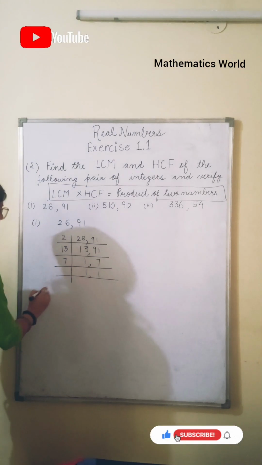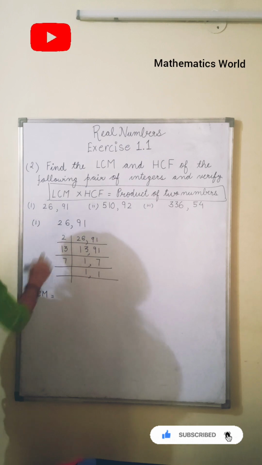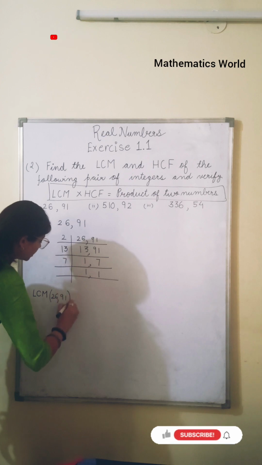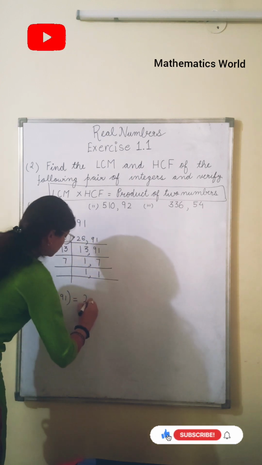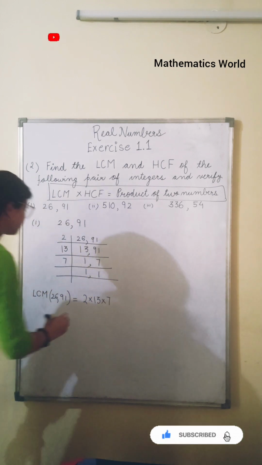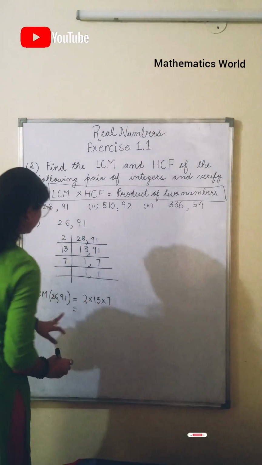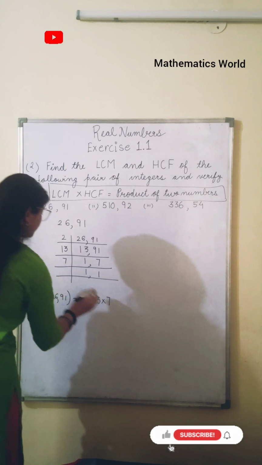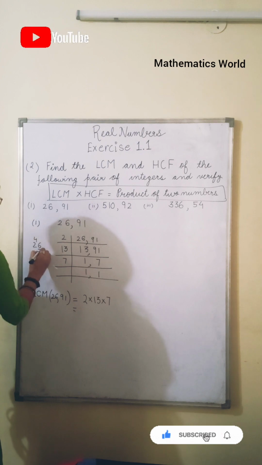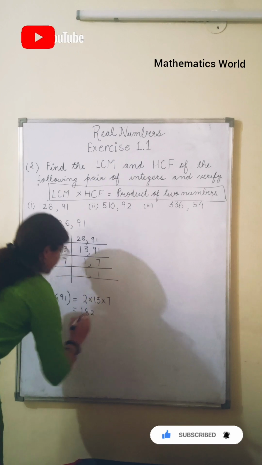It means the LCM of these two numbers 26 and 91 is equal to 2 into 13 into 7. So you can calculate from here. 13 2s are 26, so 26 into 7. 7 6s are 42. 7 2s are 14 plus 4 is 18. So the LCM of both the numbers is 182.